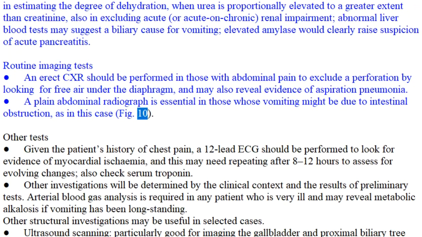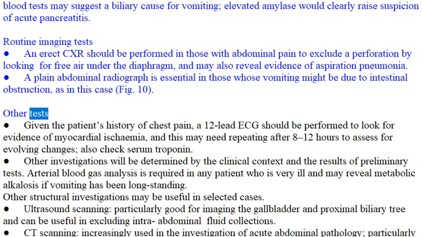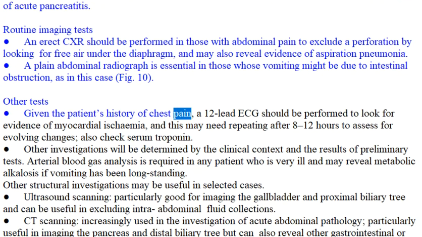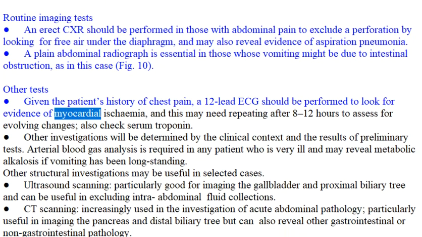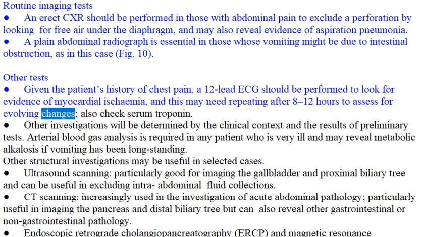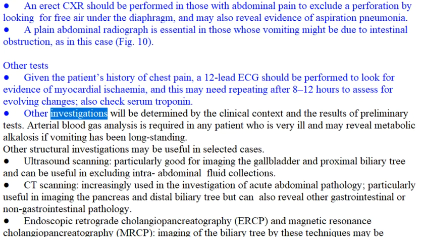Fig. 10. Other tests. Given the patient's history of chest pain, a 12-lead ECG should be performed to look for evidence of myocardial ischemia, and this may need repeating after 8-12 hours to assess for evolving changes. Also check serum troponin. Other investigations will be determined by the clinical context and the results of preliminary tests.